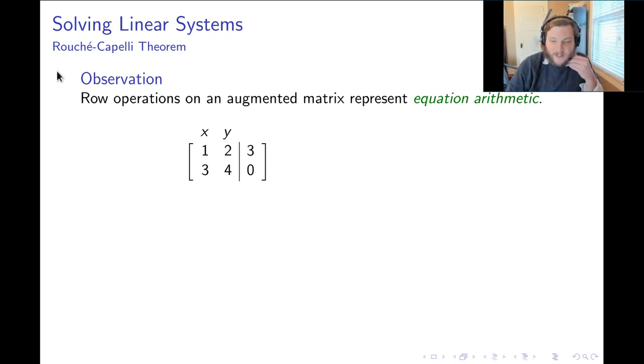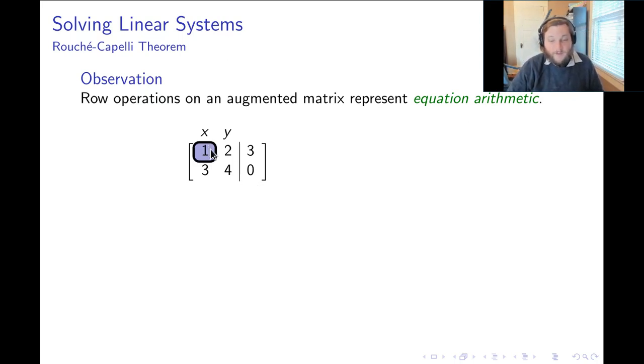So let's look at an example here. Here we're looking at an augmented matrix with two rows, and we have two variables here followed by the augmented column. So this is a system with two equations and two variables. Well, let's start applying the Gauss-Jordan algorithm.